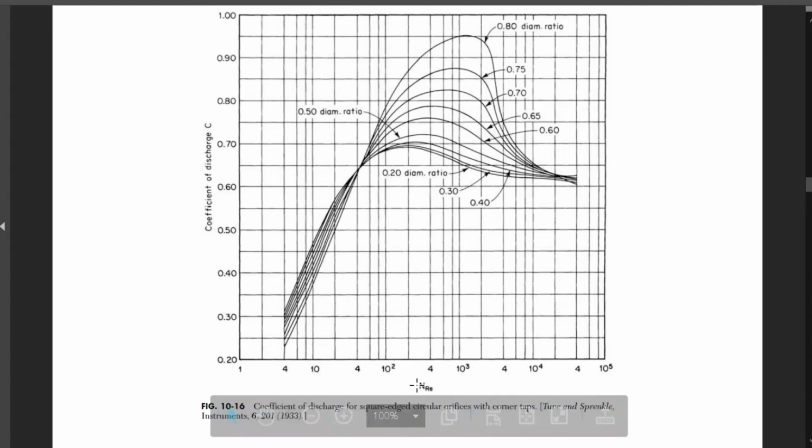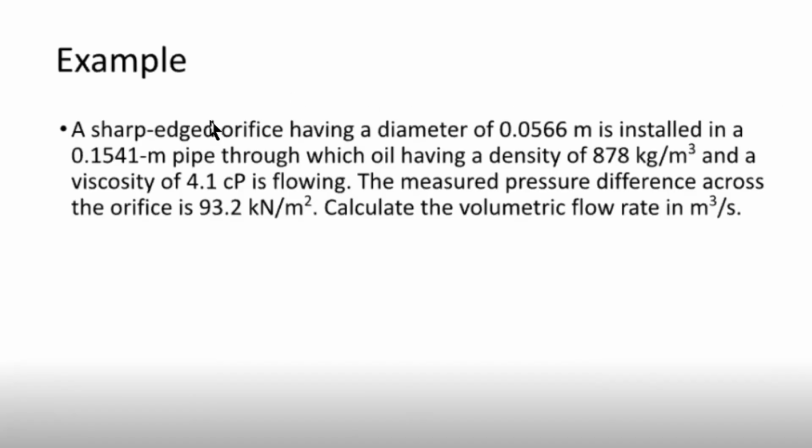Let's try to solve an example. A sharp-edged orifice having a diameter of 0.0566 meters is installed in a 0.1541 meter pipe through which oil having a density of 878 kilograms per cubic meter and a viscosity of 4.1 centipoise is flowing. The measured pressure difference across the orifice is 93.2 kilonewtons per square meter, or kilopascals. Calculate the volumetric flow rate in cubic meters per second.